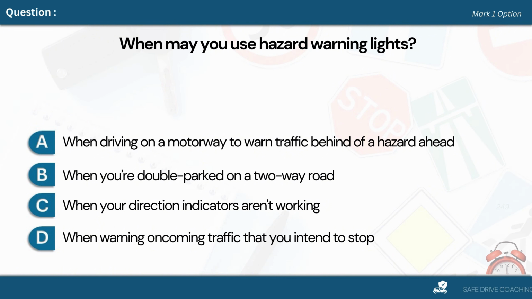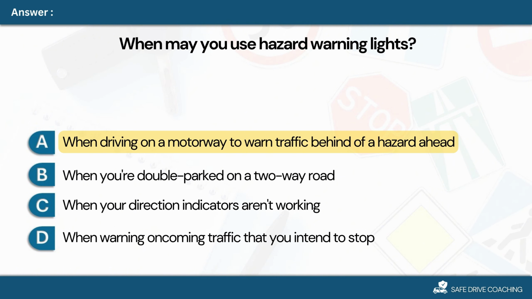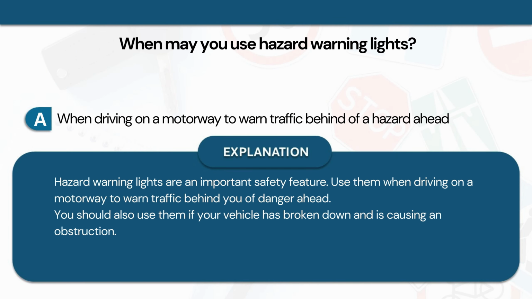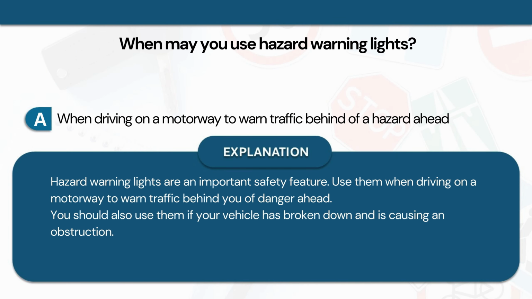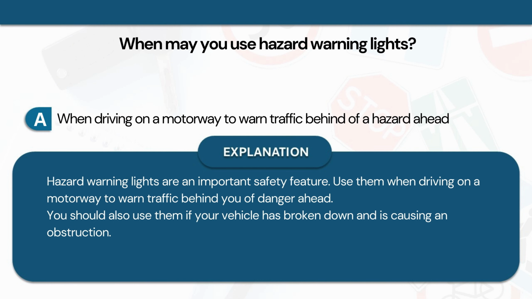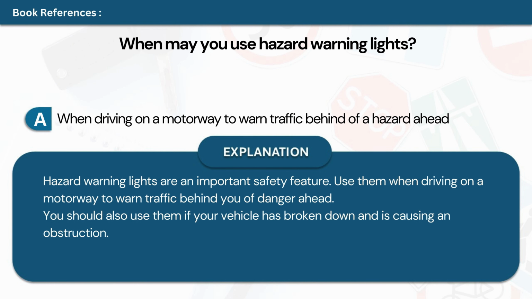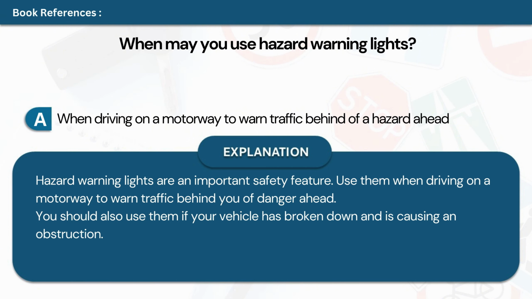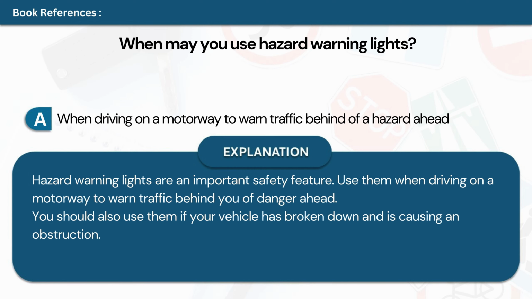The correct answer is A. When driving on a motorway to warn traffic behind of a hazard ahead. Hazard warning lights are an important safety feature. Use them when driving on a motorway to warn traffic behind you of danger ahead. You should also use them if your vehicle has broken down and is causing an obstruction.